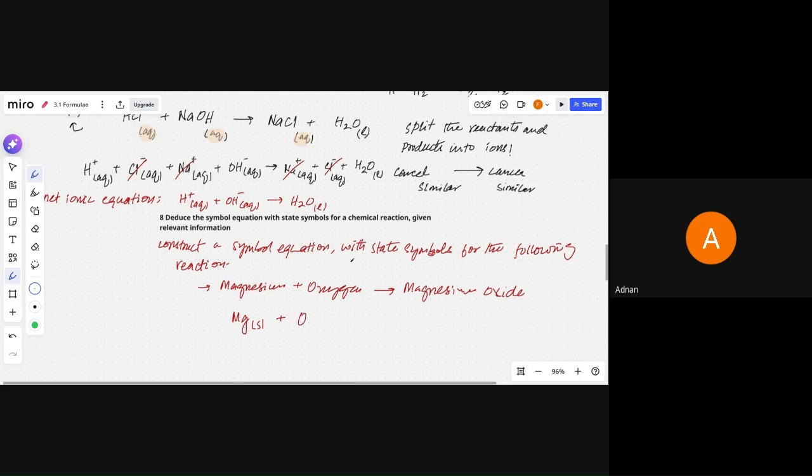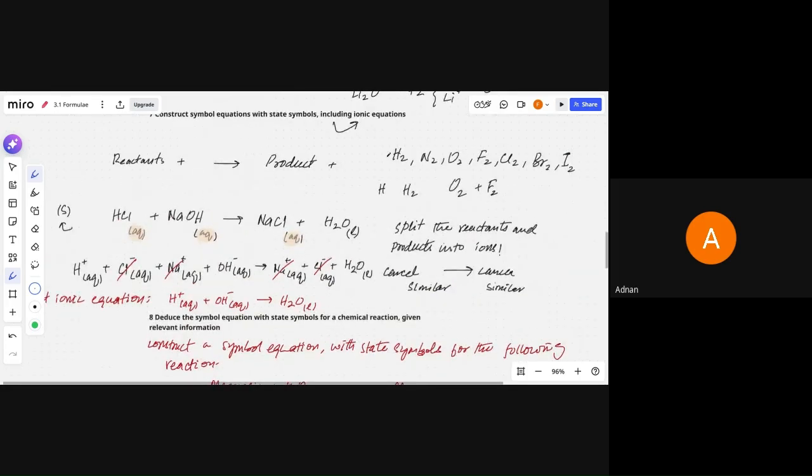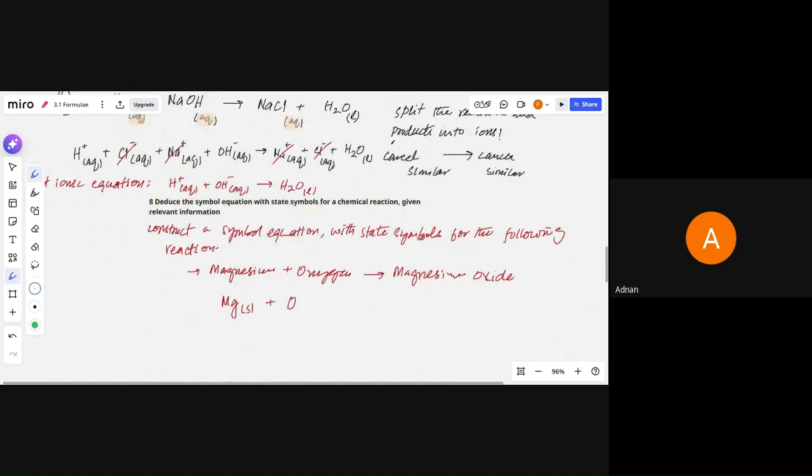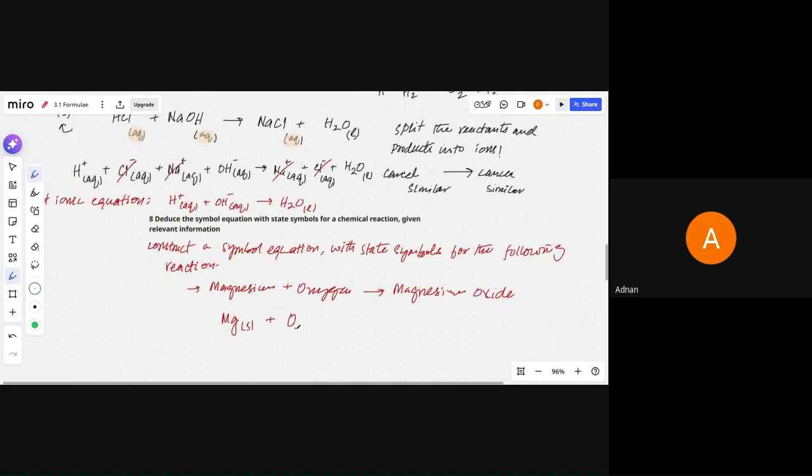Remember that I mentioned that these are the diatomic molecules, and they exist like this. So you should never write just O, this will be incorrect. So O2, and then write the state symbol, oxygen as a gas, which we are breathing right now from the atmosphere. And now the product will be magnesium oxide, right?